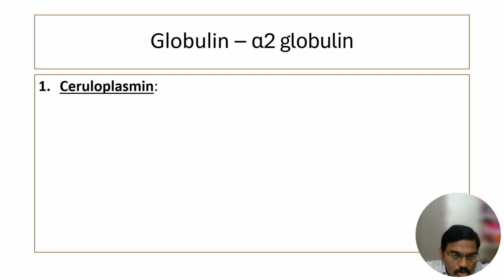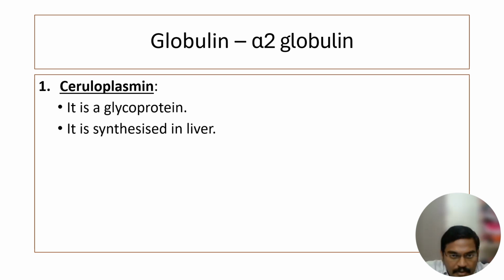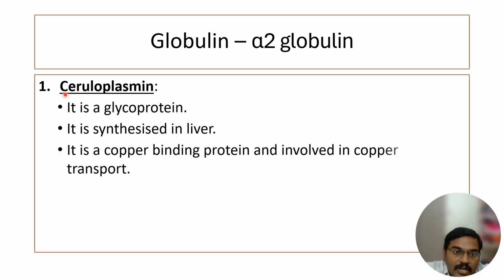Like any other globulin, for ceruloplasmin also, we are going to start with the same 2 points. What are those 2 points? Ceruloplasmin is a glycoprotein. It is produced from liver. So what is the function of ceruloplasmin? It is involved in copper transport. You can remember C for copper. So it is a copper binding protein involved in copper transport.